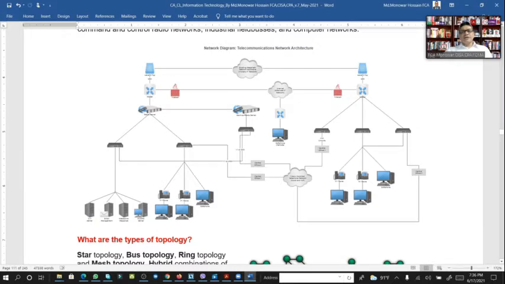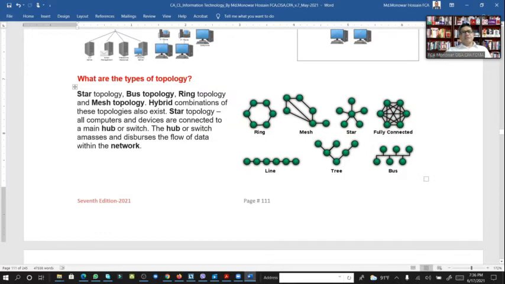So within the organization, each and every point, each and every department, each and every segment, even each and every desk within the network, that architecture should be designed to align with the business. So this is our vital point for our exam. What are the types of topology? We know the different types of topology: star topology, bus topology, ring topology, mesh topology, hybrid or combination topology, etc.